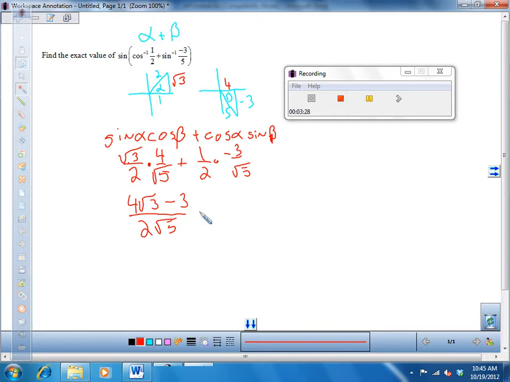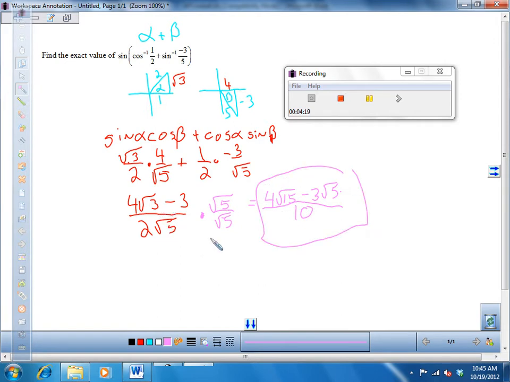But usually they want you to rationalize the denominator. And the way you rationalize this denominator is by multiplying by √5/√5. I would accept this answer on a test, that's fine. But if I did multiply by √5/√5, I get 4√15, I'm distributing through the root of 5, minus 3√5, over 2 times the root of 5 times the root of 5, which is 2 times 5, which is 10. And that would be a nicer looking answer than this one over here. But either one of these is okay.